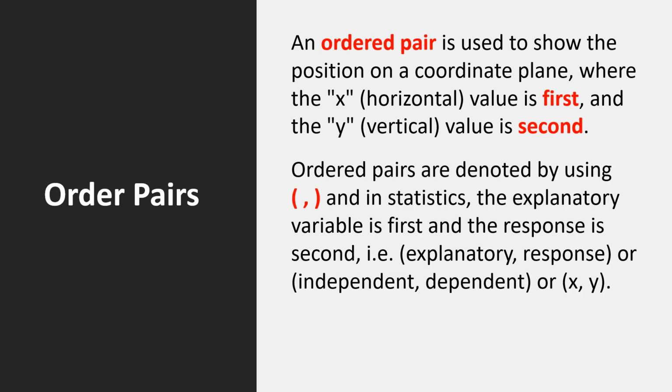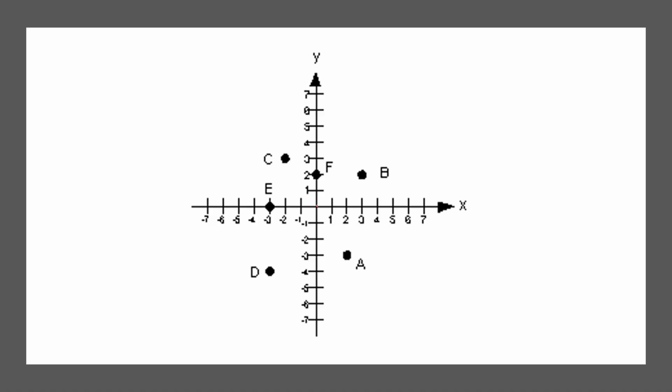Order pairs are denoted by using parentheses, and in statistics the explanatory variable is the first one and the response variable is the second. So it can be written as parenthesis explanatory comma response, or it could be the independent comma the dependent, or it could just simply be x and y.